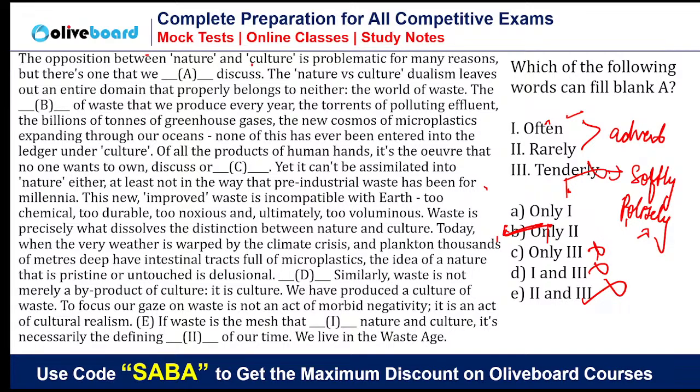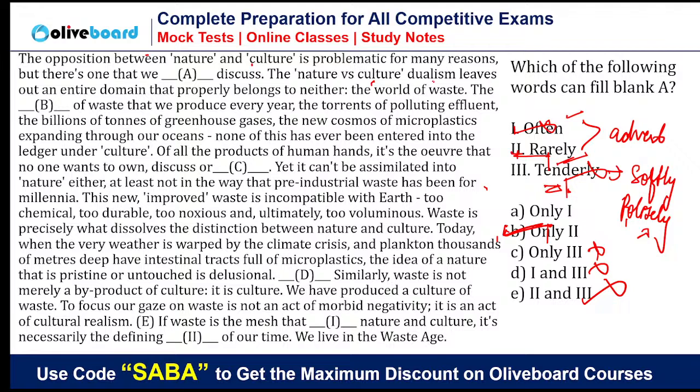Is it clear? Yes, from the passage only you will get the hint. On your own you will not get the hint of often and all. Tenderly is already eliminated. Now you got stuck between often and rarely. So it will be we rarely discuss.